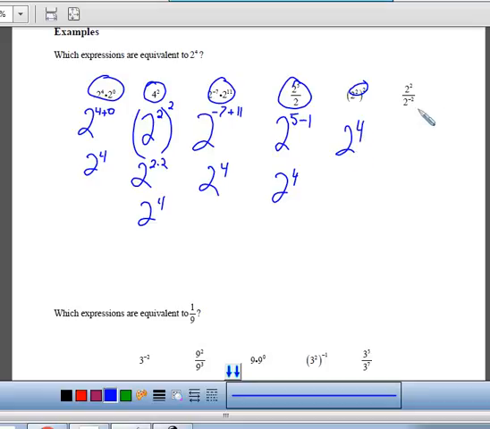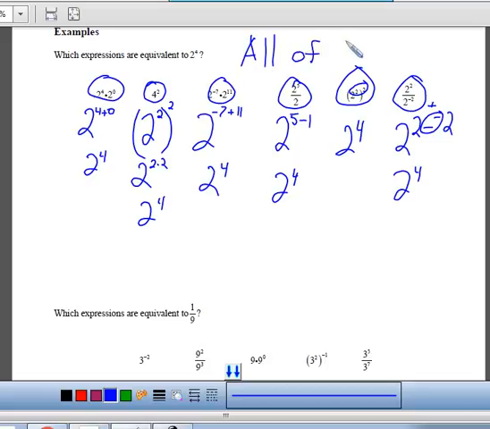And then this one, watch out. Some people might think that this one is definitely not going to work, but watch what happens. So we're doing division, so we subtract 2 minus negative 2. Well, when you subtract a negative, you add, and when you add, you get 2 to the 4th. So, which expressions are equivalent? All of them.